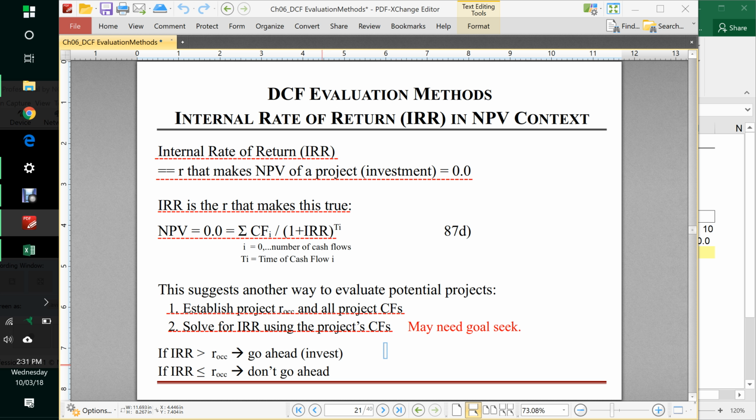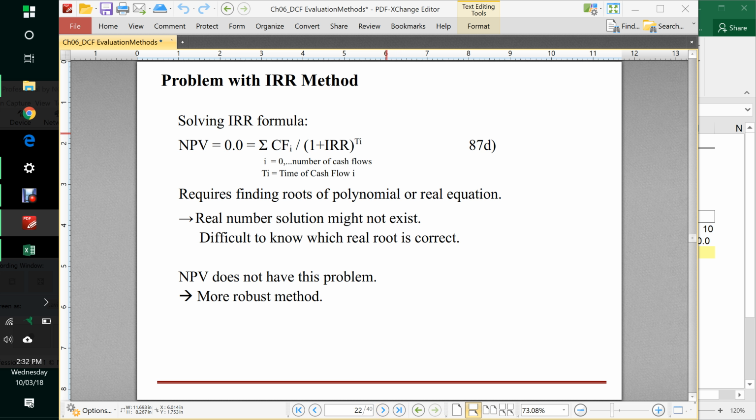And then the really nice qualitative warm fuzzy thing about this is that if the IRR of the project is greater than our opportunity cost of capital return, we should go ahead. If it's less than or equal to, we don't want to go ahead. So the IRR method gives us this really nice, intuitive way to immediately understand our projects. So as we know, however, there are problems with the IRR method.